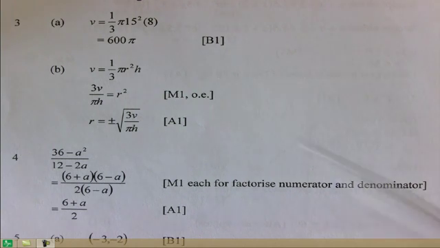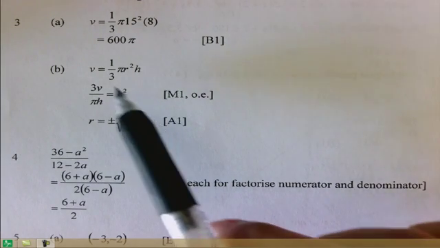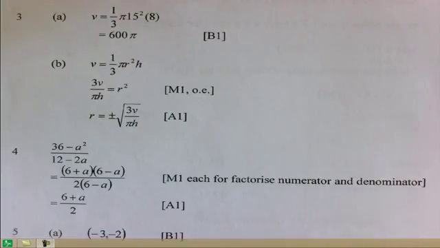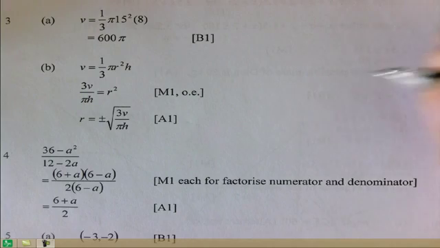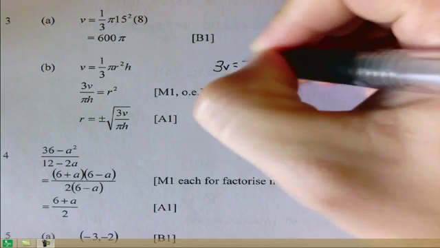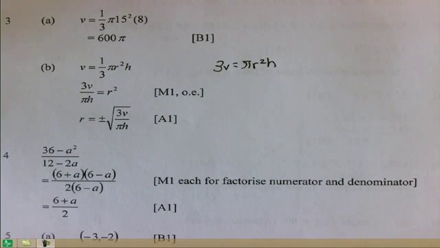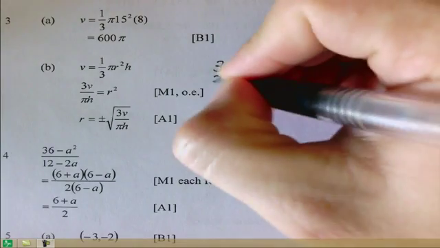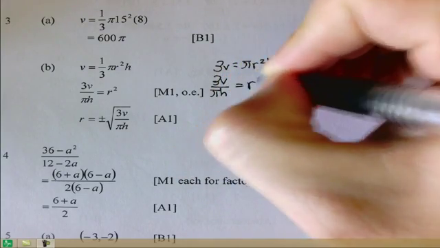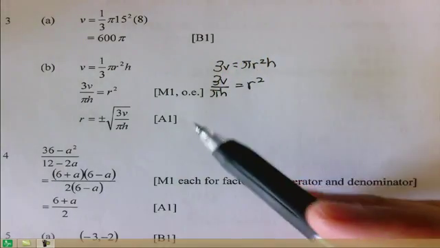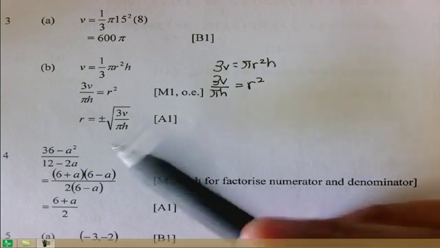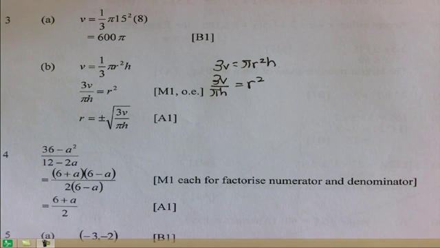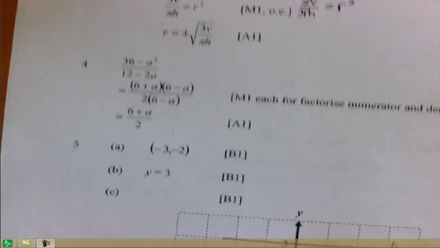So what we do first is 1/3 pi r square h. Let me take this step by step. First, right down here, we will multiply both sides by 3. So I get 3v equals pi r square h. And then next thing we want is just r alone. So what I do is I divide both sides by pi h. So I get 3v over pi h is equal to r square. Lastly, you square root both sides to get r is equal to square root of 3v over pi h. And that is 3b. We move on to question 4.